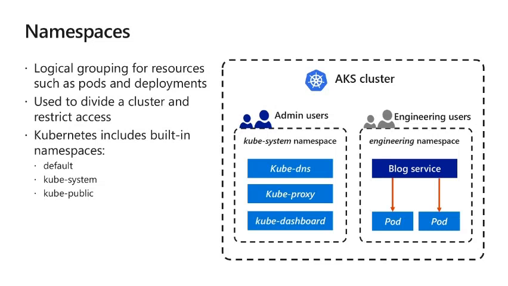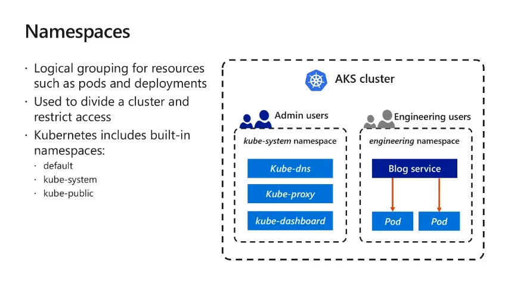So Kubernetes resources such as pods and deployments are logically grouped into a namespace. These groupings provide a way to logically divide an AKS cluster and restrict access to create, view, or manage resources. You can create namespaces to separate business groups. For example, users can only interact with resources within their assigned namespace. When you create an AKS cluster, the following built-in namespaces are available. So as I said, default, kube-system, and kube-public.